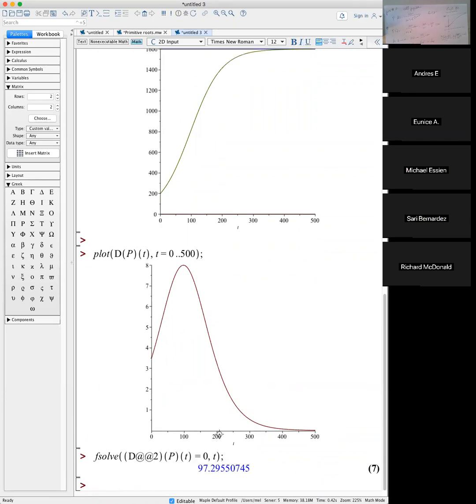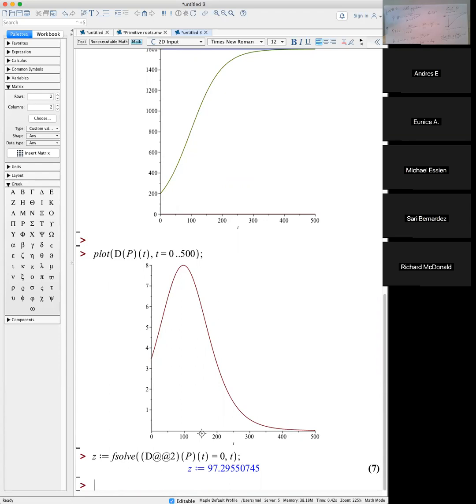After 97 days. So let me call this number, I'll just call it Z for the moment. So Z is this number. So that's the time where this rate of increase is maximum right here. So at 97.295 days, the population is increasing most rapidly.